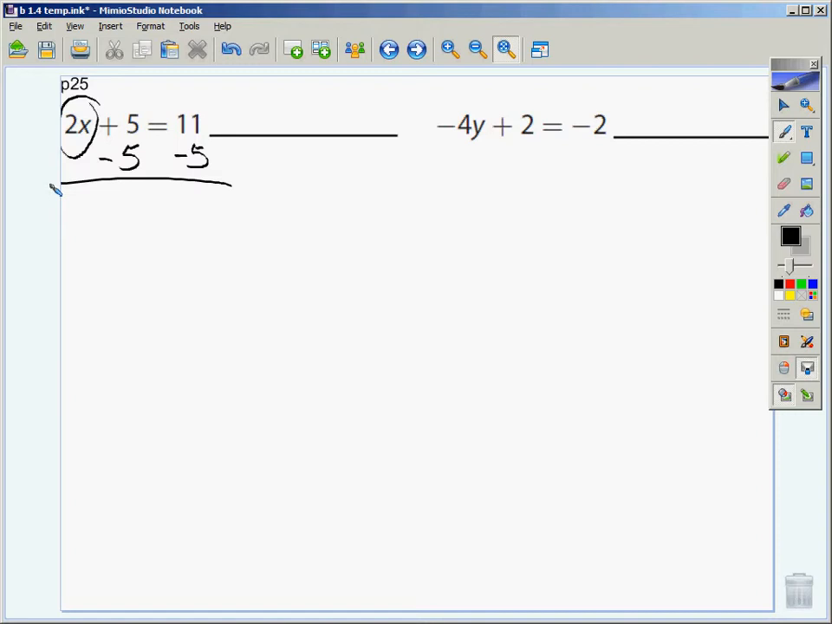If I subtract 5 from both sides, it's going to leave me 2x is equal to 6. X is still being multiplied, so what do I need to do? Divide. And I'm going to divide both sides by 2. And it's going to leave me x is equal to 3.